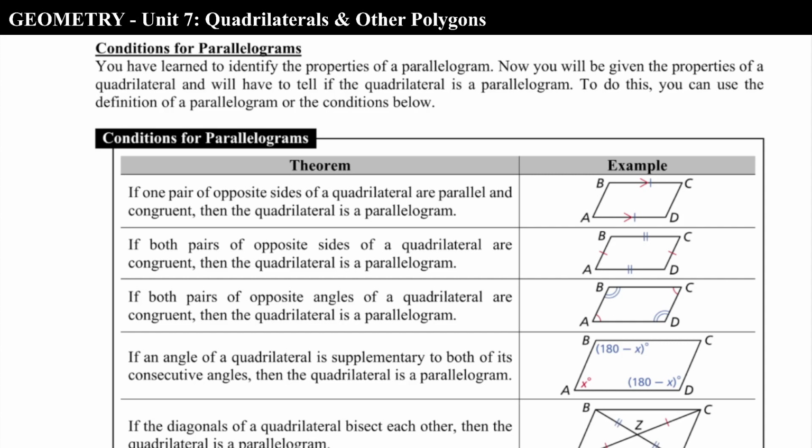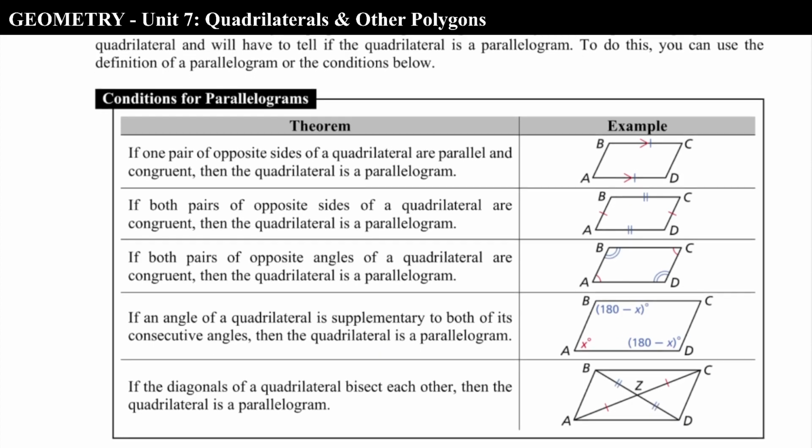So if one pair of opposite sides of a quadrilateral are parallel and congruent, then we have a parallelogram. That's the first one. The second one is if both pairs of opposite sides of a quadrilateral are congruent, then the quadrilateral is a parallelogram. If both pairs of opposite angles of a quadrilateral are congruent, then the quadrilateral is a parallelogram. If an angle of a quadrilateral is supplementary to both of its consecutive angles, then the quadrilateral is a parallelogram. So in other words, angle A here is supplementary to B, and it's also supplementary to D, the two angles that it neighbors.